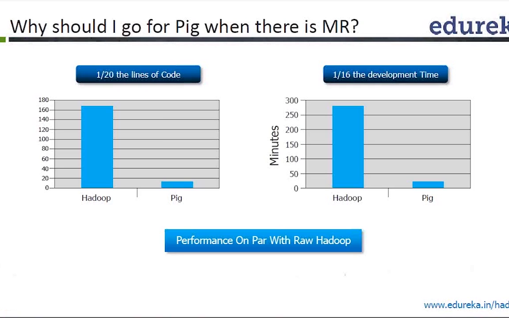So considering your overall performance in Hadoop, MapReduce may be a bit better, but if you compare it with a normal Hadoop developer or normal kind of development, your performance with MapReduce and Pig is going to be almost similar.